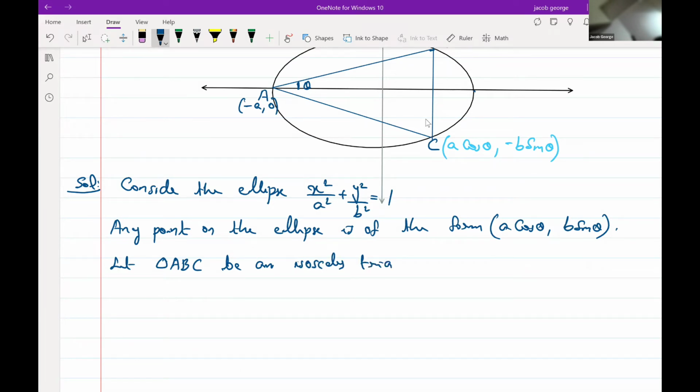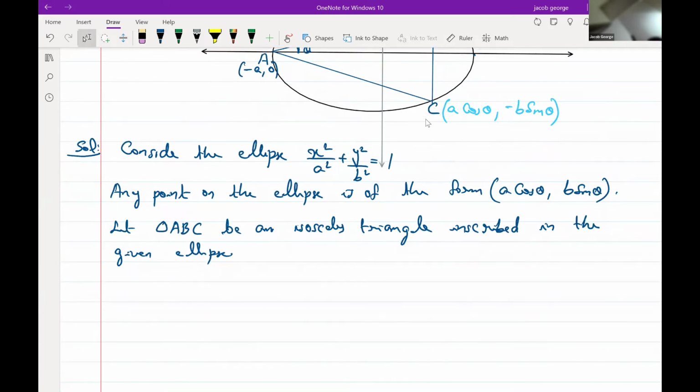Let it be an isosceles triangle inscribed in the given ellipse. Now we can easily write the coordinates of triangle ABC. It is already written in the figure.